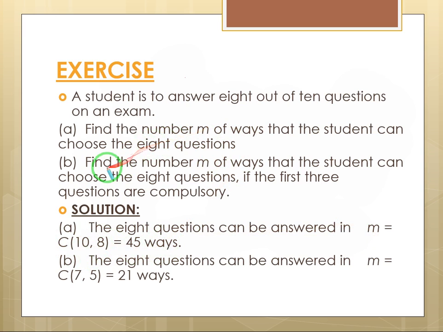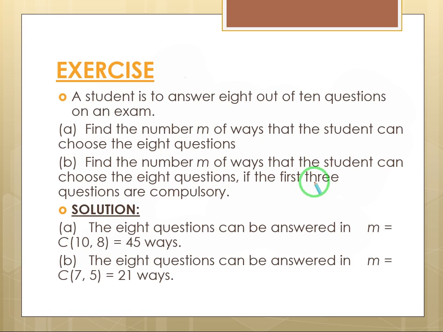In part B, find the number of ways the student can choose the 8 questions if the first 3 questions are compulsory. He said that the first 3 questions must be solved. Then after the first 3 questions you have a choice of which others to solve. So the first 3 questions are compulsory, which means 3 will be subtracted from the 10 now, because 3 are compulsory.